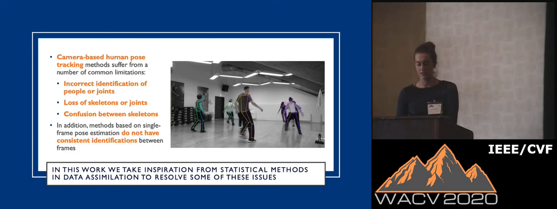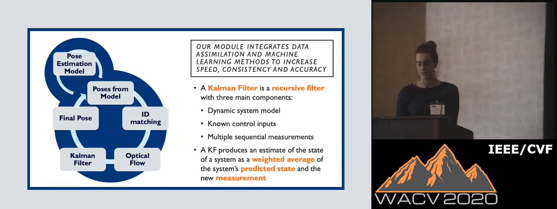So Kalman filters are meant to assimilate noisy measurements into a physical model. A Kalman filter is one method from statistical data assimilation. You have 3 components: a dynamic system model, a series of known control inputs, and multiple sequential measurements. You then produce a weighted estimate of the state of the system from the predicted state and any new measurement.